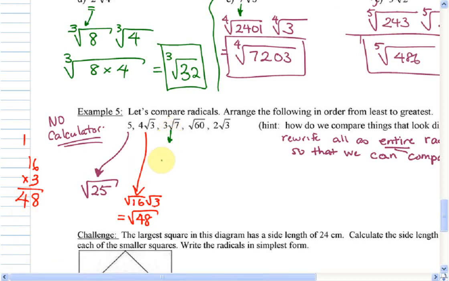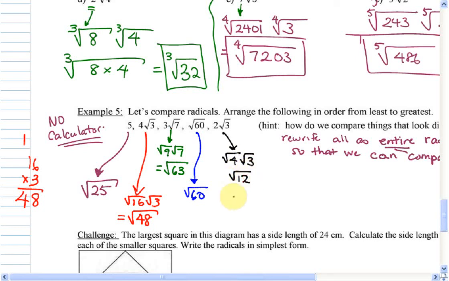Anyways, how about 3 root 7? What's 3 as a square root? 9, thank you. What's 9 times 7? Please tell me you know that one. Yeah, 63. Root 63. How do I simplify that? Hey, wait a minute. Didn't I want things as entire radicals? It already is an entire radical. Don't do anything to it. Leave it. Unless you want to do more work. Who wants to do more work? And then the last one, 2 root 3. The 2 is the same thing as the square root of 4, okay, good. Times 3, so that's root 12.